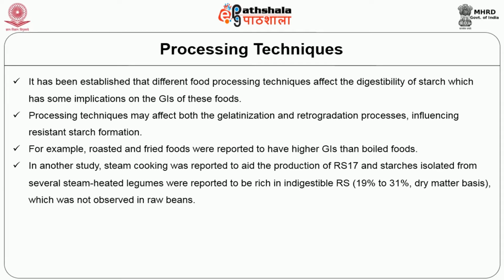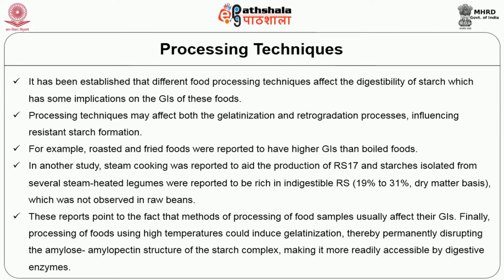In another study, steam cooking was reported to aid the production of RS3, and starches isolated from several steam heated legumes were reported to be rich in indigestible resistant starch, which was not present in raw beans. These reports point to the fact that methods of processing of food samples usually affect their glycemic index. Finally, processing of foods using high temperatures could induce gelatinization, thereby permanently disturbing the amylose-amylopectin structure of the starch complex, making it more readily accessible to the digestive enzymes.